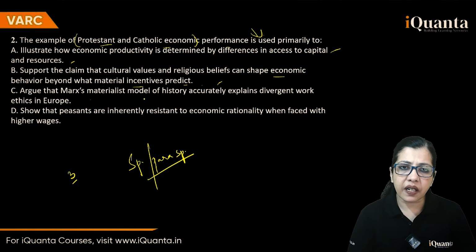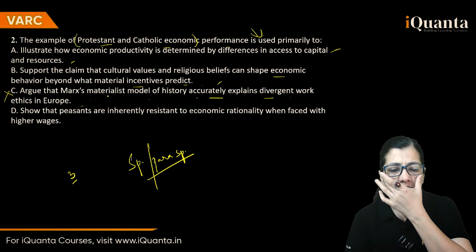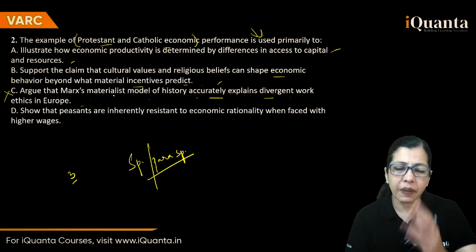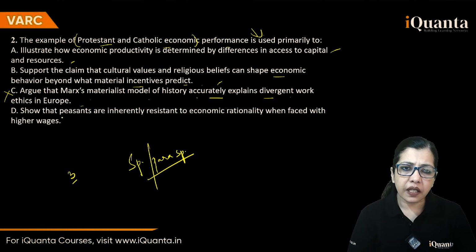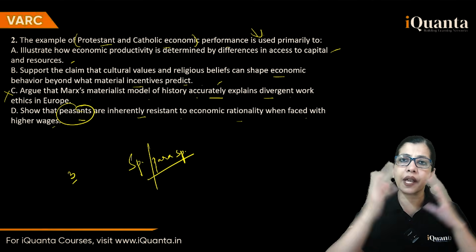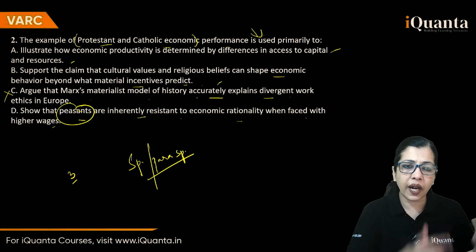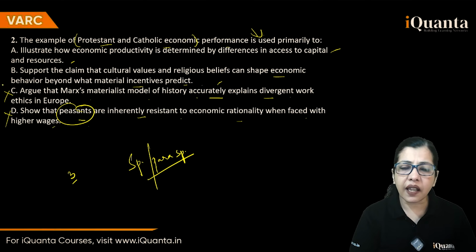Option C: argue that Marx's materialist model of history accurately explains divergent work ethics in Europe. No, because after Marx he brings in somebody else, right? He's just trying to show how different people have different ideologies. Option D: show that peasants are inherently resistant to this when faced with higher wages. Is he giving this example to talk about peasants? No. What is the bigger picture? Peasants are the example. Peasants sleep well, they eat well, that is mentioned there. That is the example, but what is the big point? So this is out. I'm left with A and B.